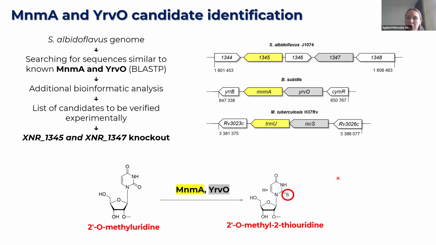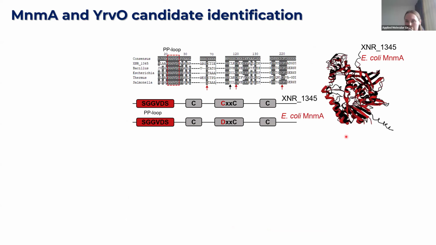We identified such genes in Streptomyces albidoflavus, and you can see here that in Bacillus subtilis and Mycobacterium tuberculosis, these two genes are also situated very closely. And we have a similar picture in Streptomyces albidoflavus. So we generated knockout mutants for these genes. Okay, and I'll show you some bioinformatic analysis first.